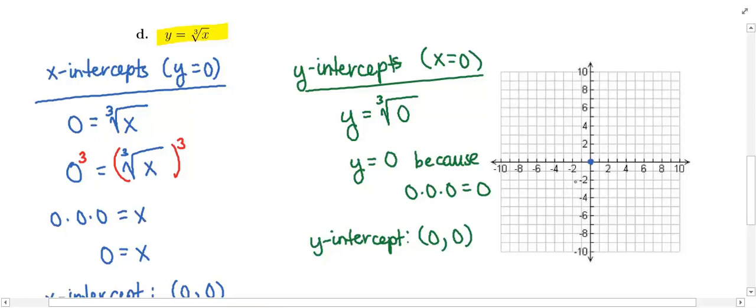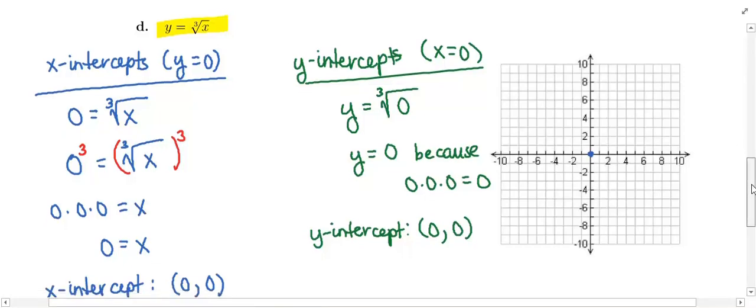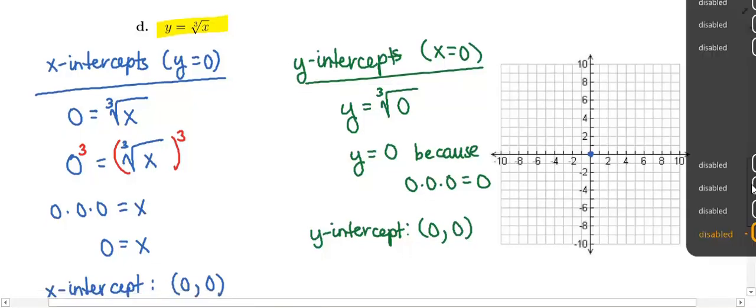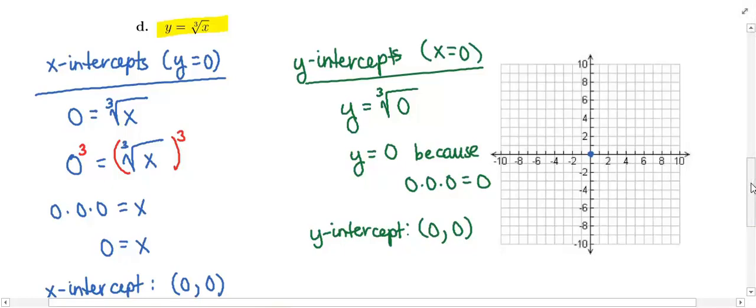If your intercept is the origin, it's going to be both an x-intercept and a y-intercept. So don't let it confuse you that it is the same point. That is possible. All right, so as far as how our graph is looking, we know that the graph contains the origin. Okay, we need way more points to figure out what this thing really looks like.